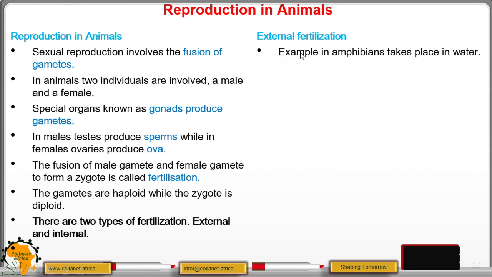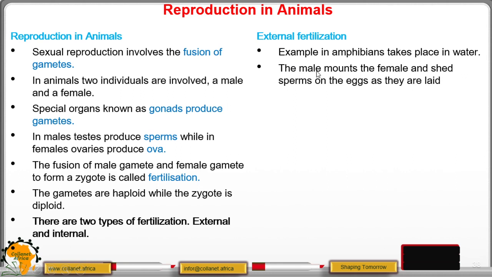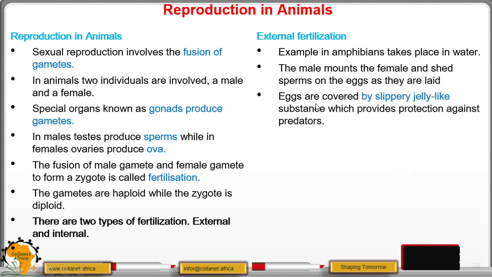External fertilization takes place in water, and mostly amphibians exhibit it. In this case, the male mounts on the female and sheds sperms on the eggs as they are laid. The eggs are covered by a slippery jelly-like substance which provides protection against predators. An example of an amphibian is the frog.